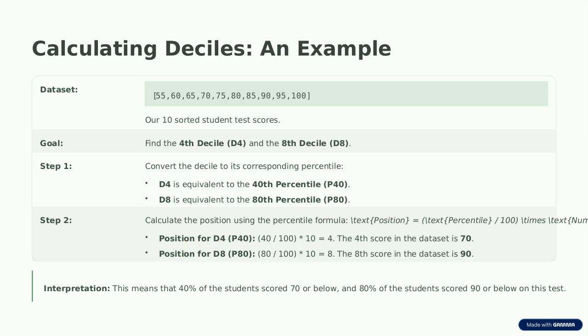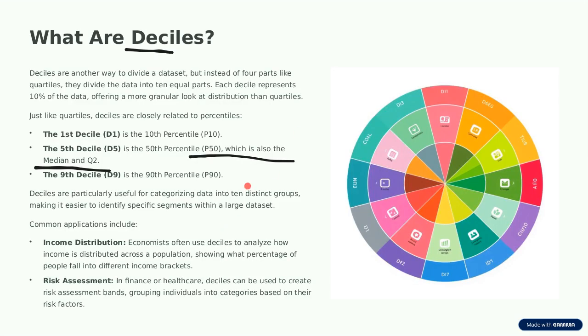Now, I explained already from here. Look at what we have here: the first decile is the 10th percentile. Decile is to group or arrange the data set into 10 equal parts. So into 10 equal parts, we have 10 deciles. So the first decile, which is D1, is the 10th percentile.